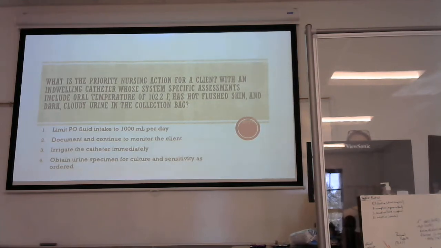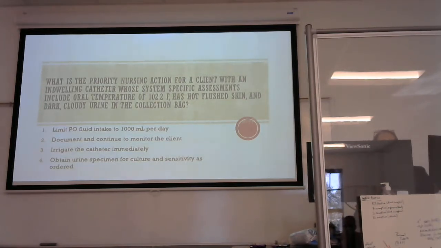Okay. Priority nursing action for a client with an indwelling catheter. They've got a temp of 102.2, hot flushed skin, dark cloudy urine in the collection bag. I said four: obtain a urine specimen for culture and sensitivity as ordered.